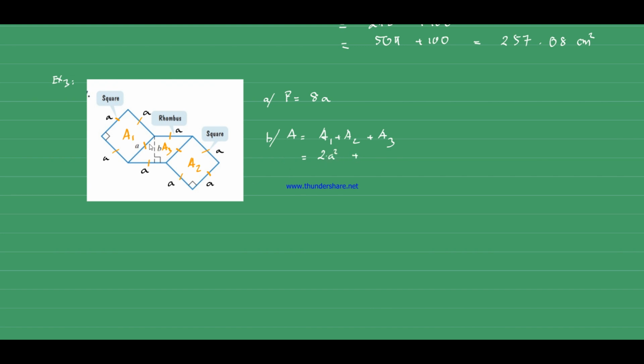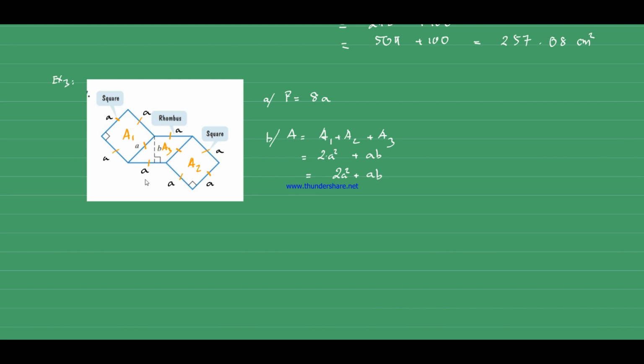Okay. Area of the rhombus is the area of the parallelogram. So the area of the parallelogram is 1/2, no, it's just base times height. The base is A, times height is B. So the final answer will be 2A squared plus AB. Done.